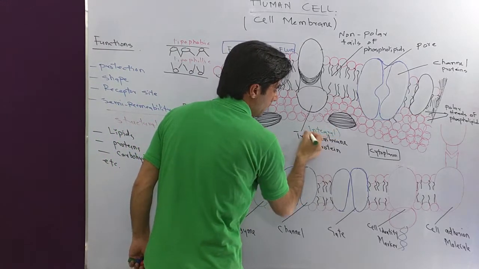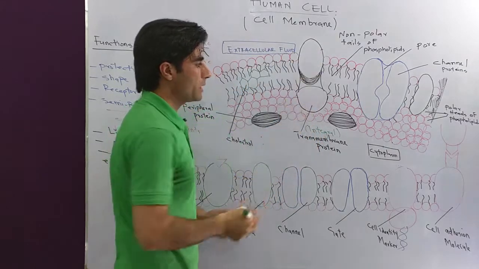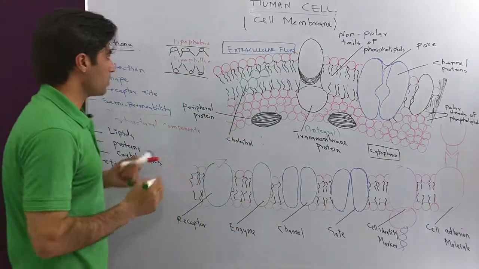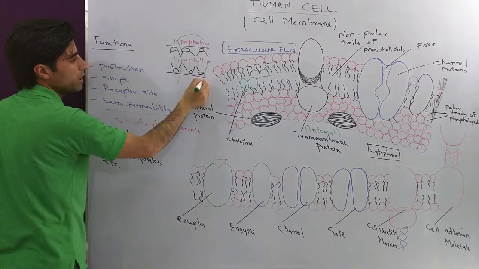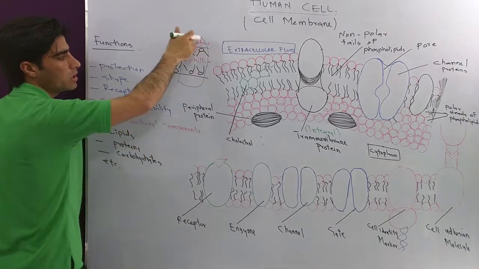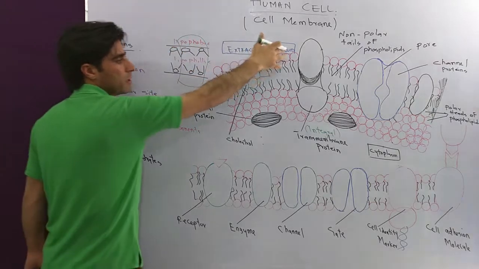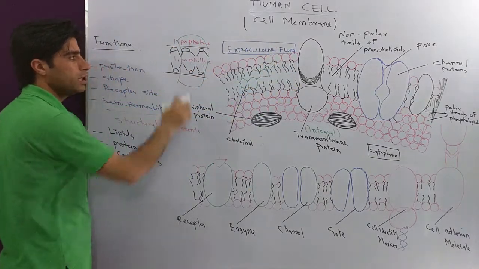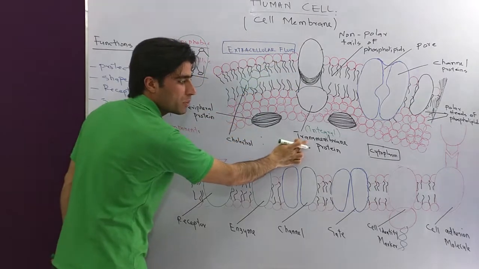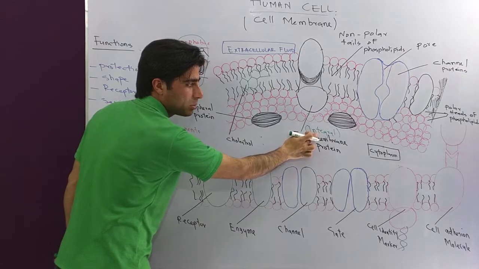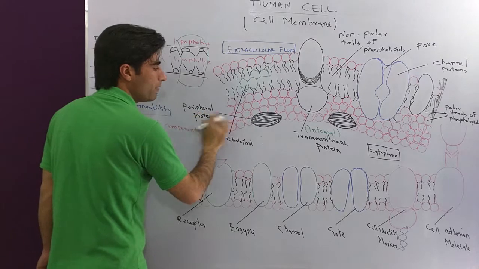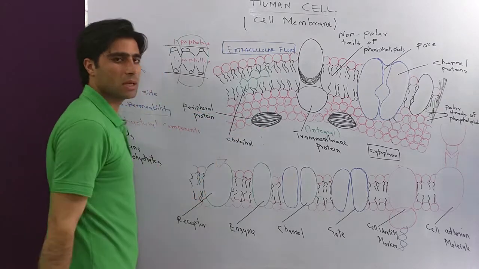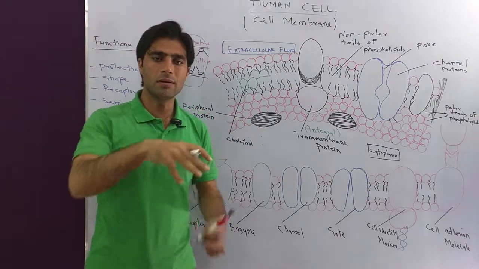These are the integral proteins. If a protein is moving through and through the plasma membrane, we call this protein a transmembrane protein, or in other words an integral protein. There are other proteins which we call peripheral proteins. Periphery means other than the center.